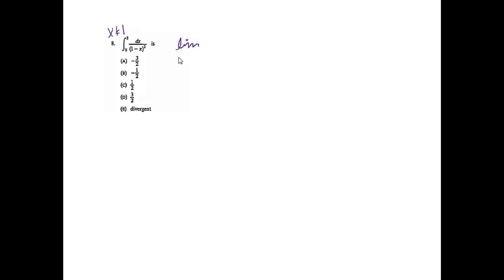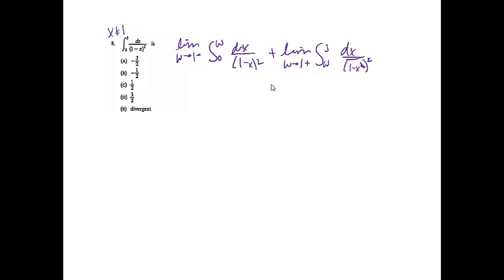We're going to find the limit as, I'm going to use a w, w approaches 1 coming in from the left of the integral from 0 to w of dx over (1 minus x) squared, and then I'm going to have to add it to the limit as w approaches 1 from the right, and we'll be going from w to 3 of dx over (1 minus x) squared. Oops, squared. All right, so we'll add those two integrals together. So I'm just going to deal with the first one first.